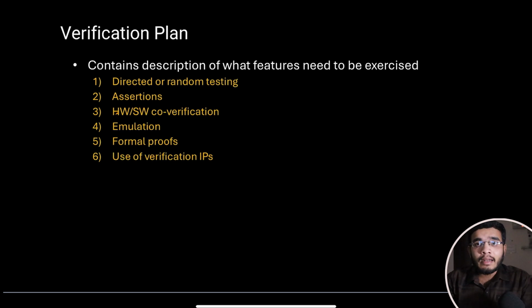So the verification plan contains the description of what features need to be exercised in my design. Let's say this plan could be directed and random testing. This is one strategy, and assertion based verification is one of the strongest strategies, where you write certain properties, convert them into SystemVerilog assertions, simulate them and observe the behavior. And there are hardware software co-verification, emulation, formal proofs, writing certain formal proofs and proving them, which is one of the strongest methods, and the use of certain verification IPs.